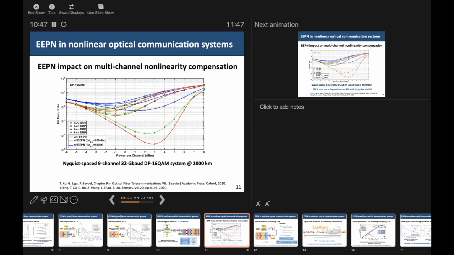In this case, we can see the impact of the equalization enhanced phase noise becomes larger and larger if we increase the compensation part. With 1-channel compensation, 5-channel compensation, and 9-channel compensation, the impact of the EEPN becomes larger. Also, when we change the modulation format, the impact becomes larger when we evaluate the performance in terms of the bit error rate.